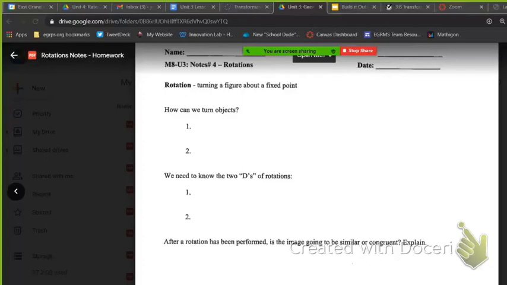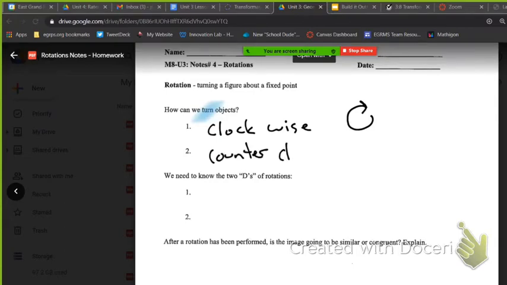We're talking rotations. We already did those big ideas through the Algebruh things. Remember, we're always going to keep our big ideas in mind. One thing we pointed out is that there are two ways that we can turn objects. We can turn them clockwise, which would be like this direction, the way a clock goes, or counterclockwise, which would be the opposite direction, the opposite way that a clock goes.